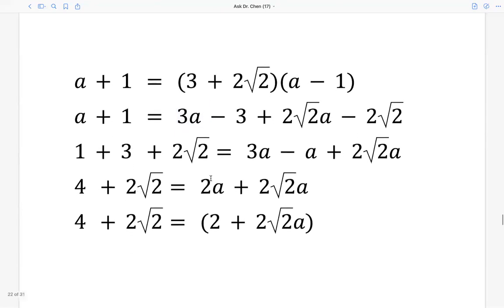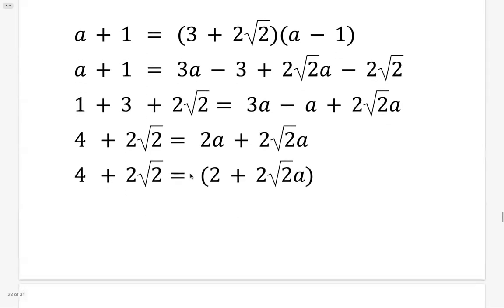Then we want to put the like terms, we want to combine like terms. So the numbers, we have 1 plus 3 plus 2 radical 2. We move them to one side. Then the variables, we have 3a minus a plus 2 radical 2a. So 1 plus 3, that's 4. So the left-hand side, we have 4 plus 2 radical 2. The right-hand side, we have 3a minus a, that's 2a, 2a plus 2 radical 2a.